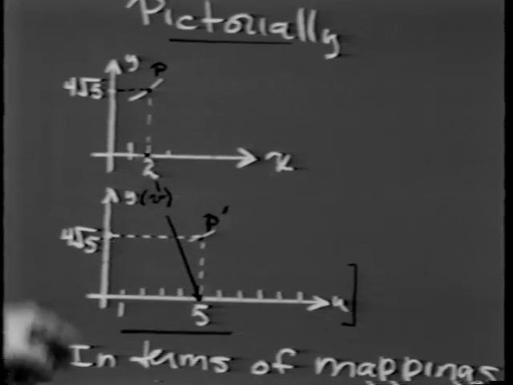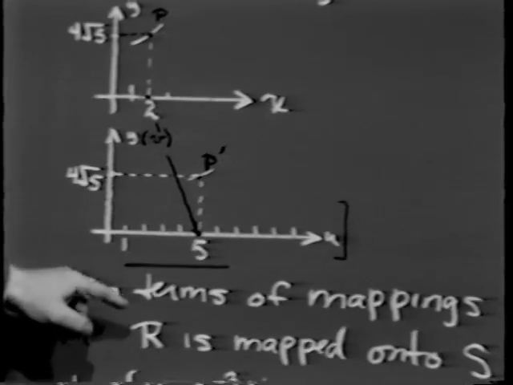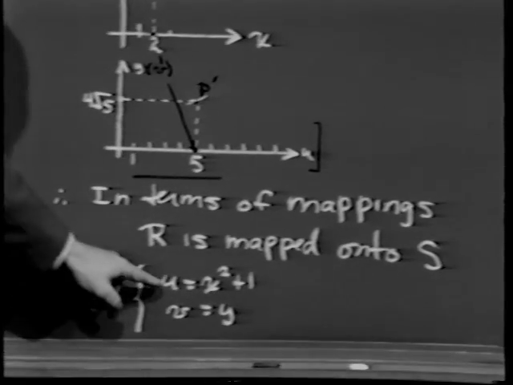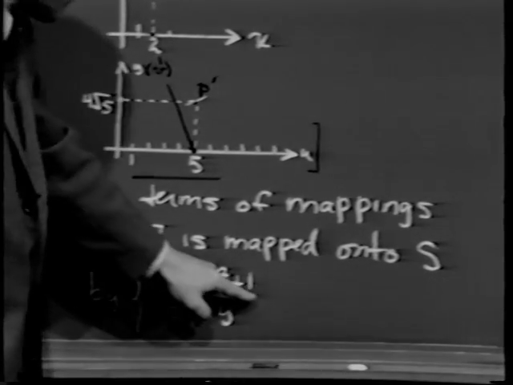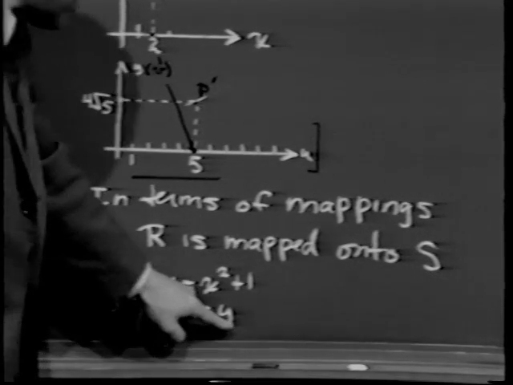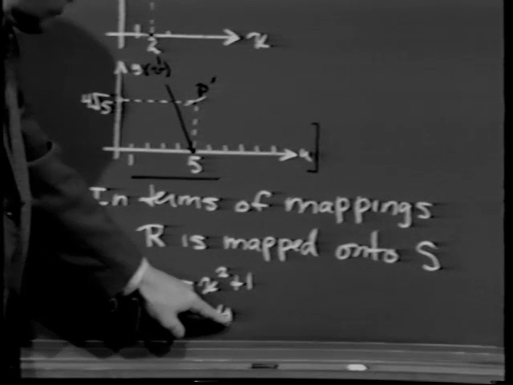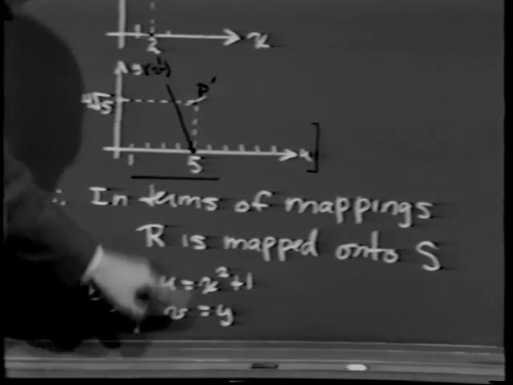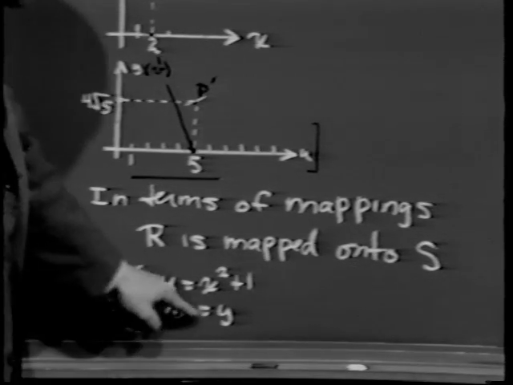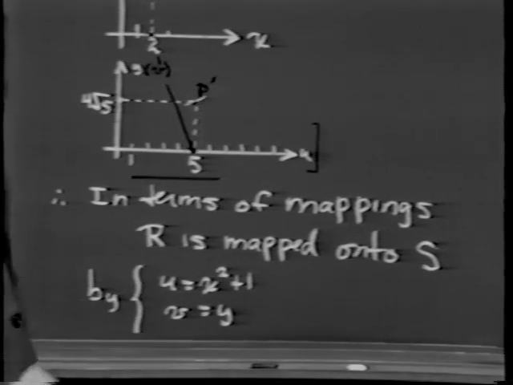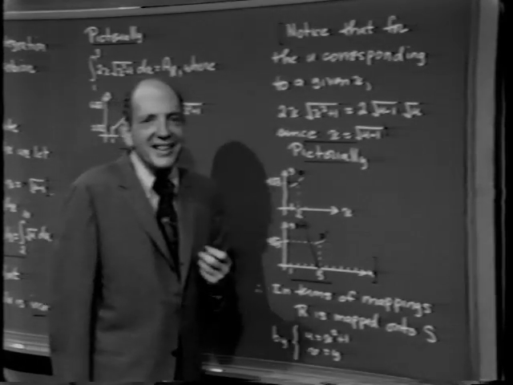But at any rate, in terms of mappings, notice that the region R is mapped onto the region S by the mapping u equals x squared plus 1 and v equals y. In other words, u equals x squared plus 1, but the y coordinate is the same as the v coordinate. Just changing the name of the axis here to correspond to the uv plane. And now the idea is simply this.